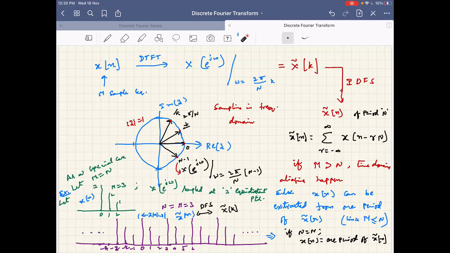So that means you can just take one period of this to get x of n. So x tilde of k itself is good enough, no need of this. Fine. So what I am trying to convey here is, so if, let me use a light color here.